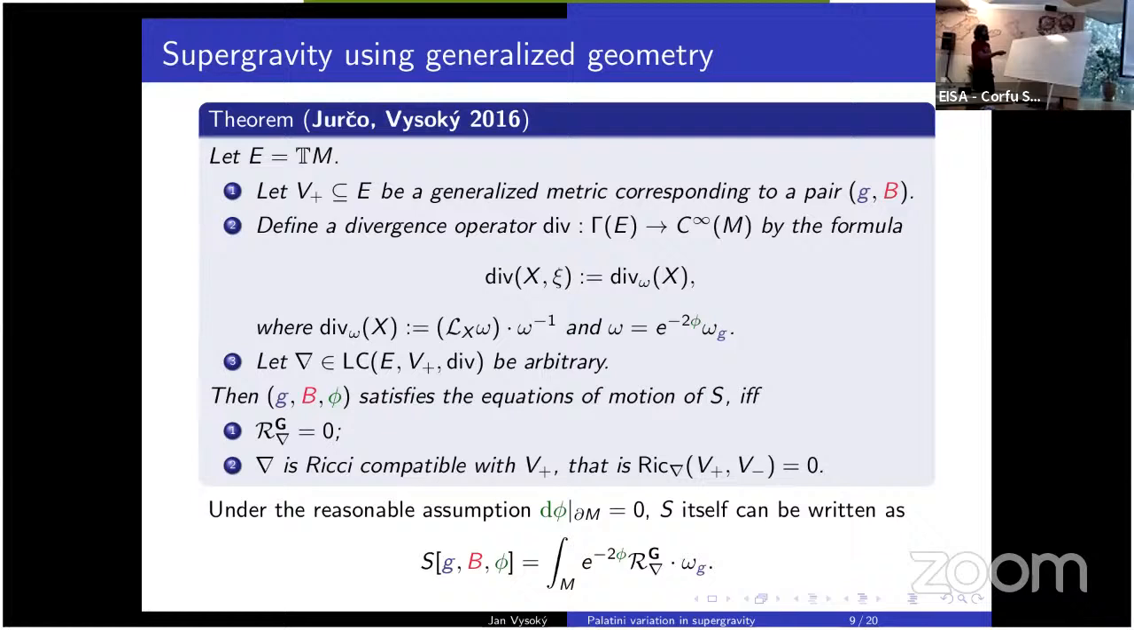And this nabla is so-called Ricci compatible with V plus, which means that our Ricci tensor is block diagonal with respect to this decomposition onto V plus and V minus. So this gives us a nice geometrical description of the equations of motion of supergravity. And if you assume that your dilaton is constant on the boundary of a manifold, then the action itself can be rewritten using this scalar curvature.